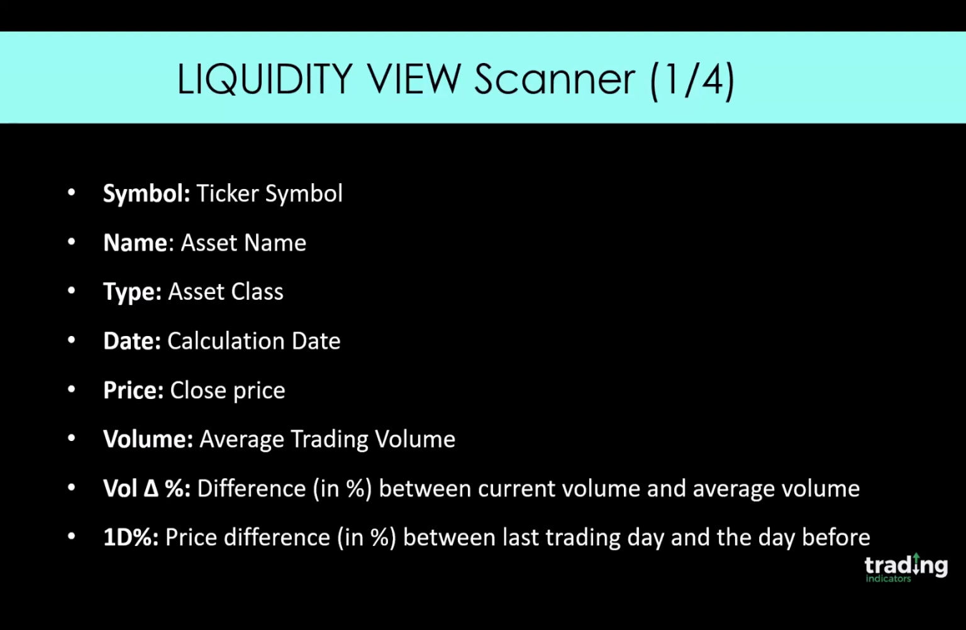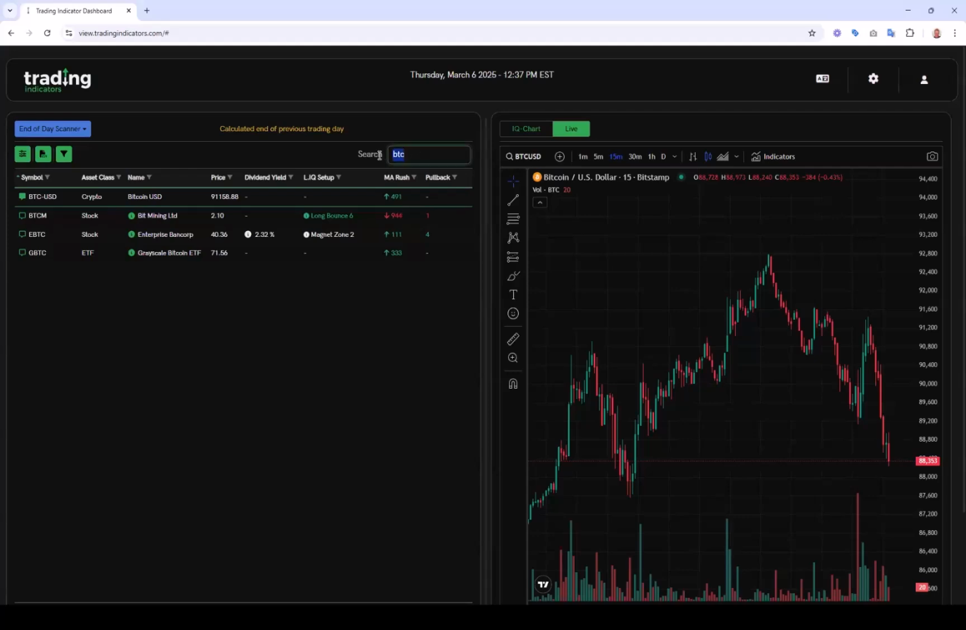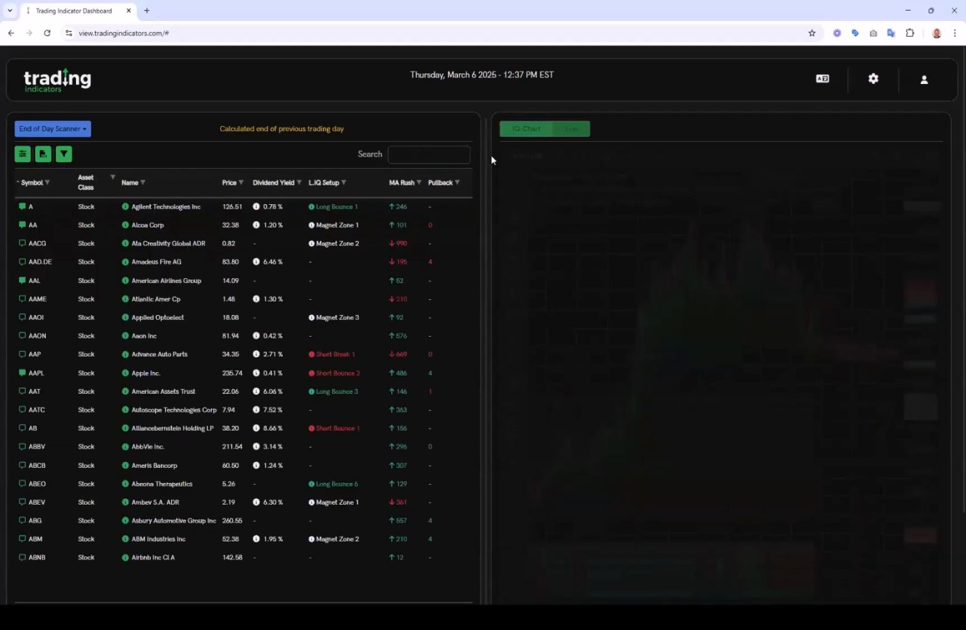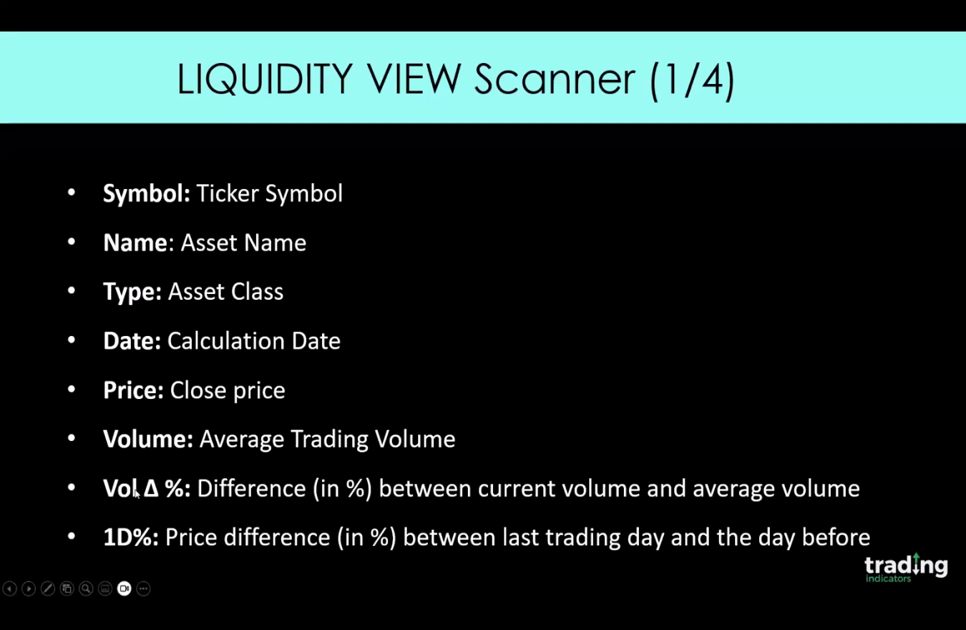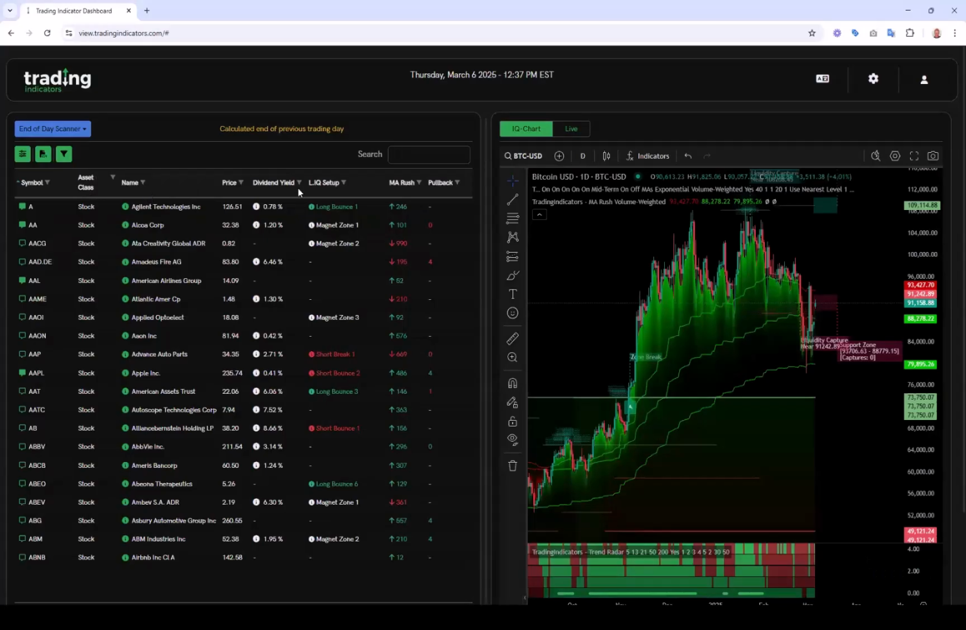All right. So the first set of scan criteria are these ones here: the symbol, the name, the type, date, price, volume, volume change or volume delta, and price delta. Okay, what do these mean? For this, I'm going to go to the scanner in our dashboard. And the first thing I'm going to show you, guys, is how you can actually see all these different values. Because you may look at the scanner here and say, hey, I don't see date or I don't see volume delta right now. Where are those? Well, luckily, these can be configured with our column configurator.